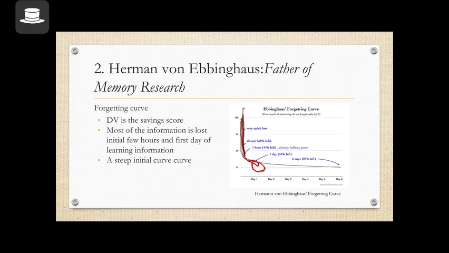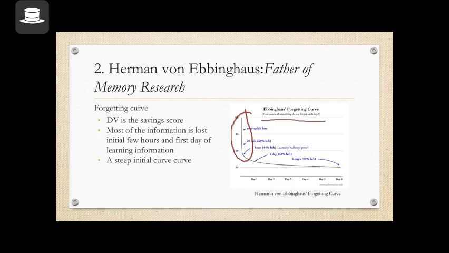By the first day, you can see that 75% of information is lost, only 33% is retained, and that is called the forgetting curve. The forgetting curve tells us how much of something we forget each day. Well, a lot is forgotten the very first day.